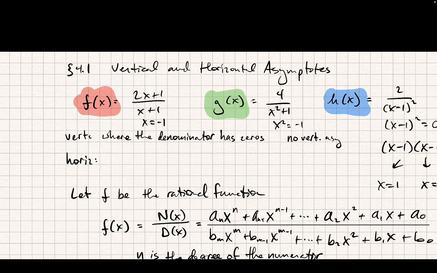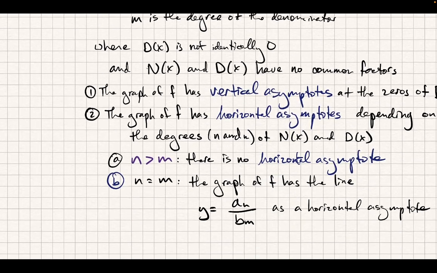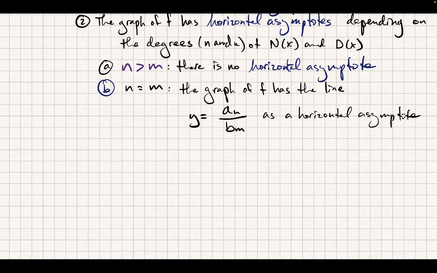X equals negative 1. Wait, that's a vertical asymptote. What are N and M here for this F? 1 and 1, so they're equal. So when they're equal, I have a horizontal asymptote. Where? No, look at this.